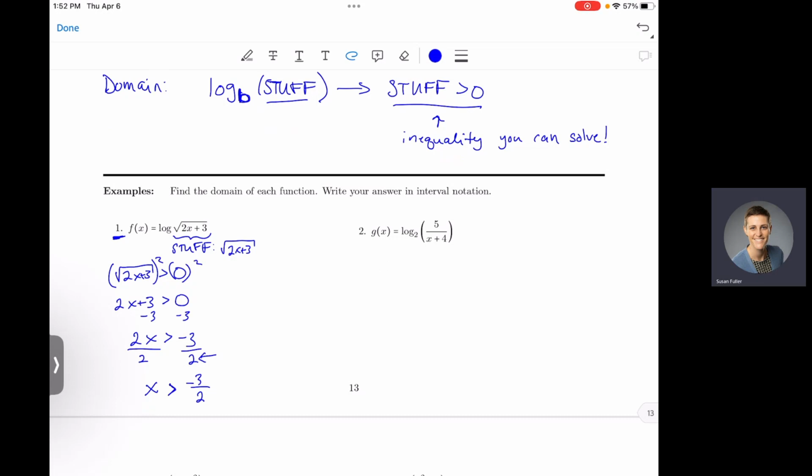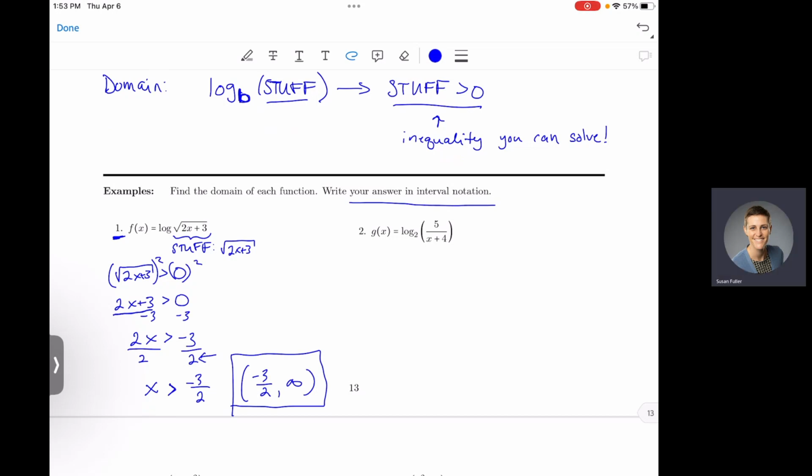And so because this was a linear inequality here, we can solve it with the inequality symbol. So our solutions here are x can be greater than negative 3 halves. It wants us to write our answer in interval notation. So x is greater than negative 3 halves looks like negative 3 halves up to infinity. And this does not have an equal sign on it, so we are going to leave that open. And that is the domain of this function.